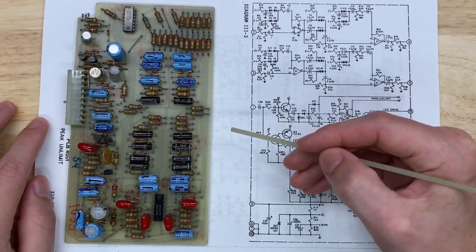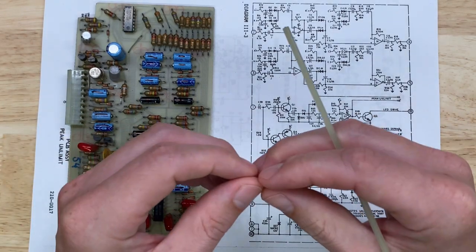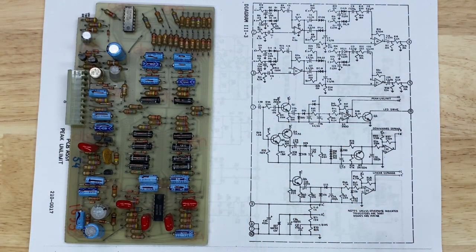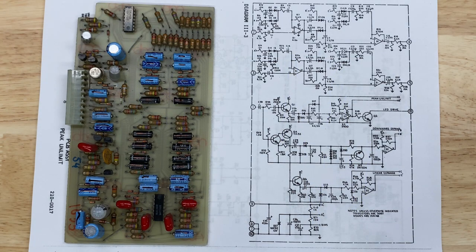So what is the function of this Peak Unlimit circuit? Well, it's essentially a dynamic range expander. It seeks to reverse a process called compression, which is used in audio mixing and production. Now, compression can be a good thing, but there are some cases where you'd want to reverse that so you can regain the authentic and original sound of a piece of audio. Now, I'm no expert on compression or expansion, but it seems like there are three things we need to do.